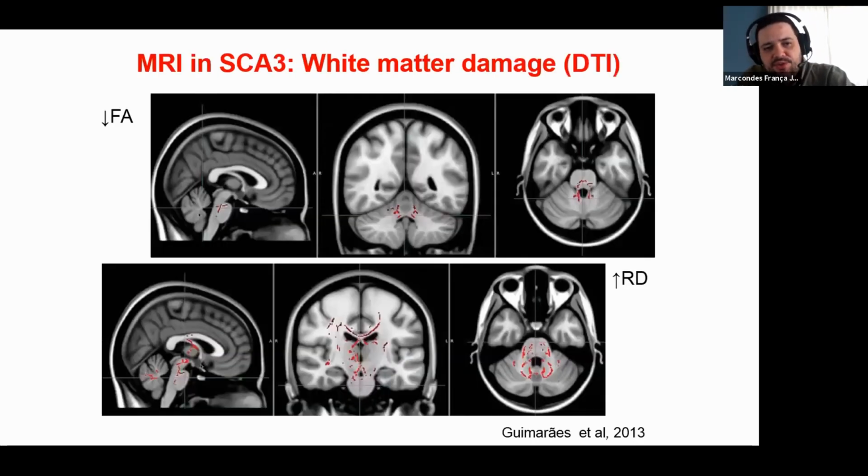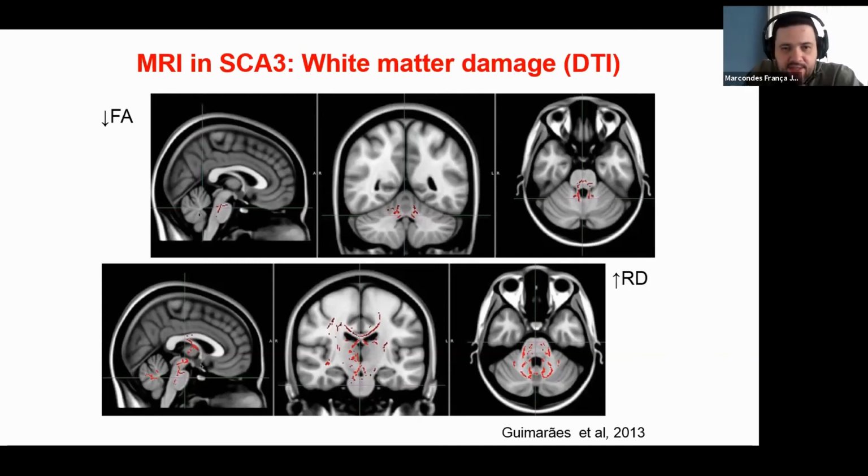Now moving a little bit to the white matter. We now have plenty of data showing that the white matter is also involved in this condition. In this study, you can appreciate that not only fractional anisotropy, but also radial diffusivity are found to be abnormal in these patients. I'd like to draw your attention to the involvement of the cerebellum, of course, but also of the peduncles, as you can see here in these images.